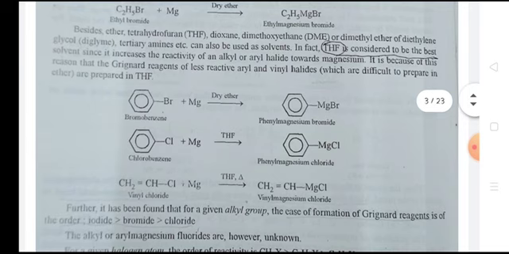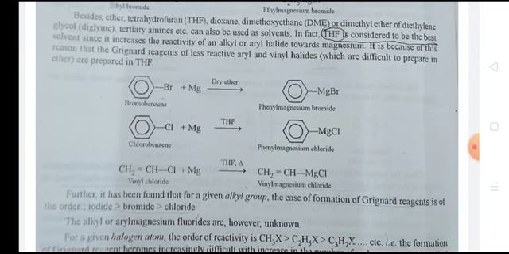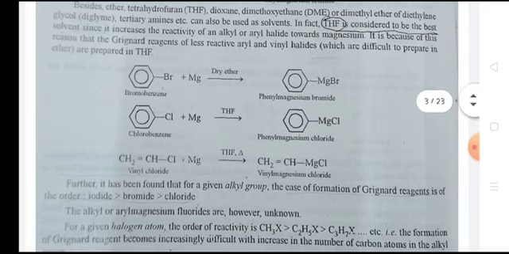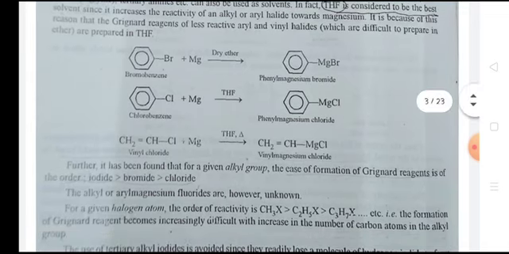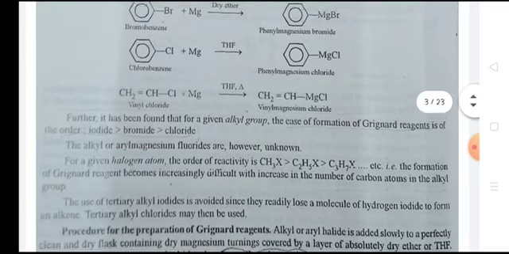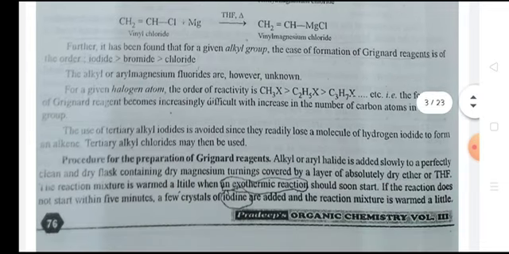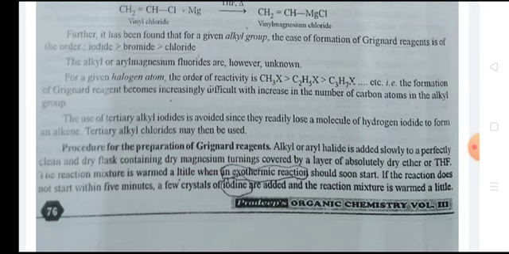Besides ether, tetrahydrofuran, dioxane, dimethoxyethane or dimethyl ether of diethylene glycol, tertiary amines, etc., can also be used as solvents. In fact, THF is considered to be the best solvent since it increases the reactivity of an alkyl or aryl halide towards magnesium. It is because of this reason that the Grignard reagents of less reactive aryl and vinyl halides can be prepared. Further, it has been found that for a given alkyl group, the ease of formation of Grignard reagents is in the order iodide greater than bromide greater than chloride. The alkyl or aryl magnesium fluorides are, however, unknown.